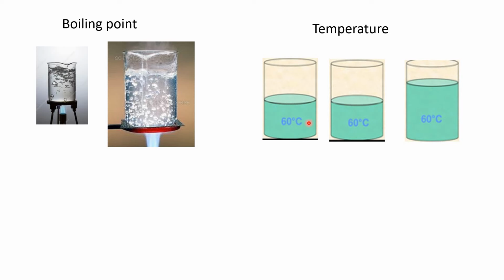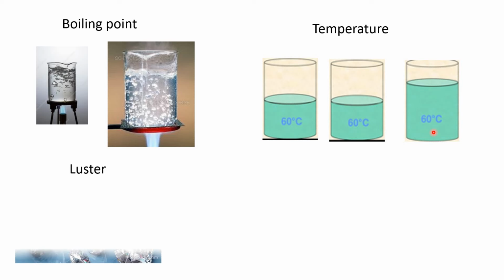We have taken two beakers with the same liquid at 60 degrees centigrade. If both the liquids are taken in this beaker, then the volume will become 200 milliliters. So volume is an extensive property, but the temperature will remain the same, that is 60 degrees centigrade. So temperature is an intensive property.